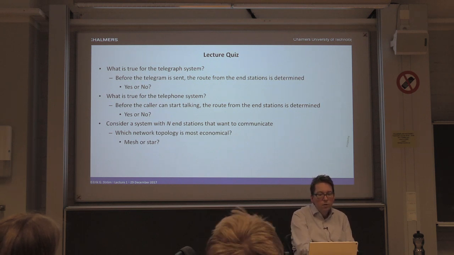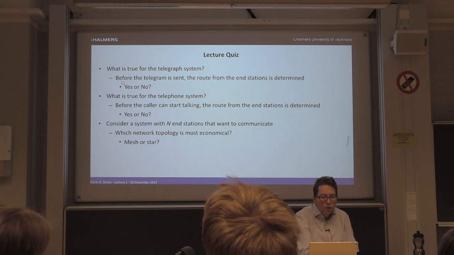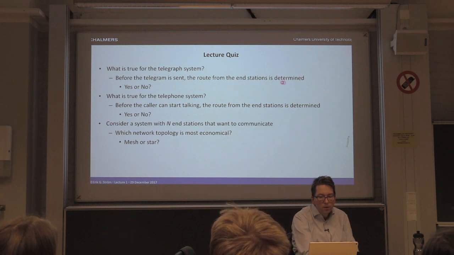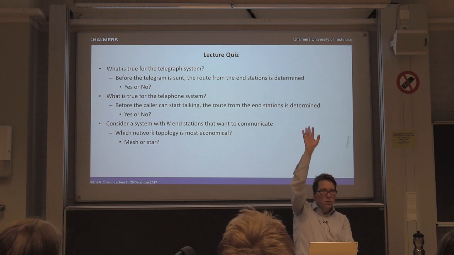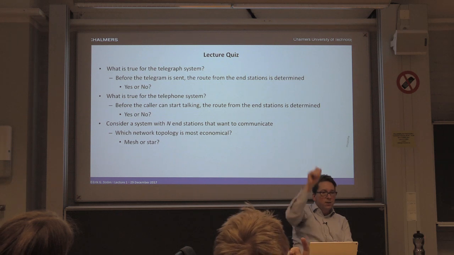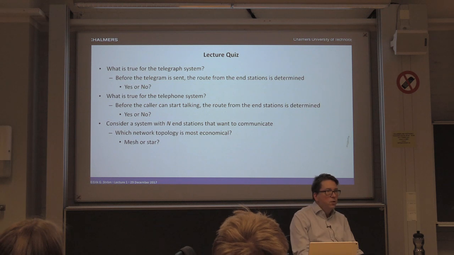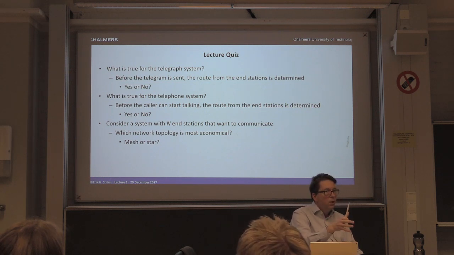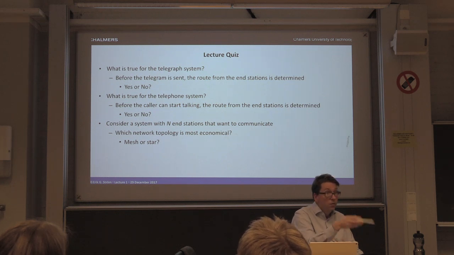Is it true that before the telegram is sent, the route from the end station is determined? So how many for yes? How many for no? Excellent. You're all perfectly aware of this, right? So for the telegram system, you just send the telegram, and you just send it forward, right? Without knowing if there will be an eventual receiver there or not. Maybe there has been an earthquake or something like that, so it doesn't exist anymore.